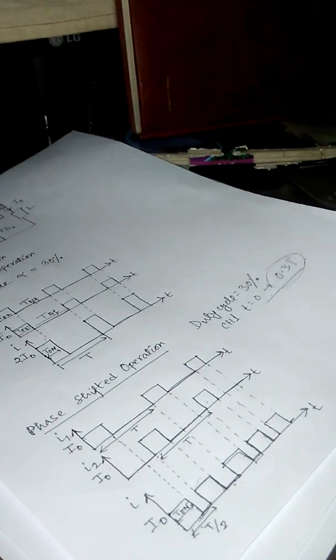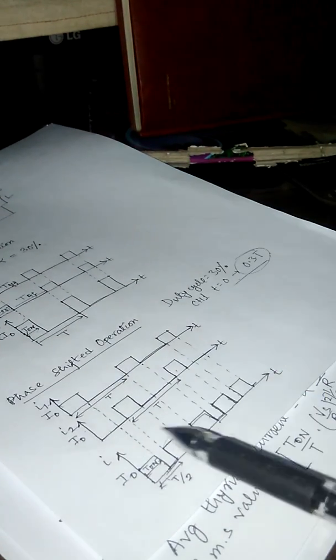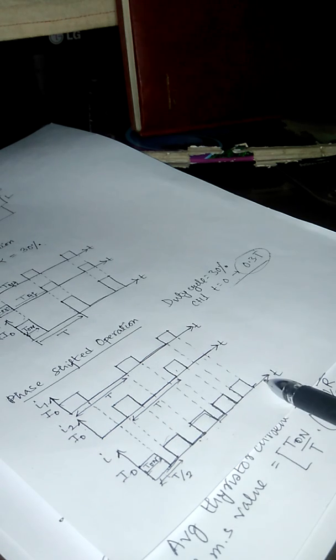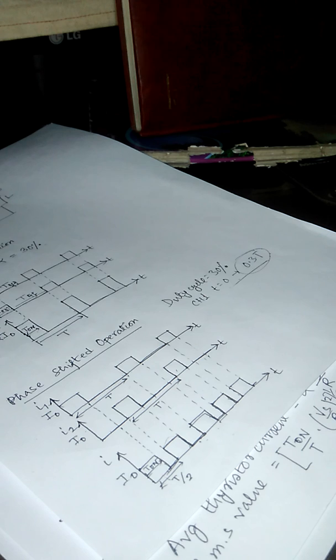And when we consider phase shifted operation, the two choppers are working at different instants, but the input current waveform frequency is going to be doubled. And for this reason, the filter circuit for phase shifted operation of chopper is going to be smaller in size, and for that reason phase shifted operation of chopper is preferred.